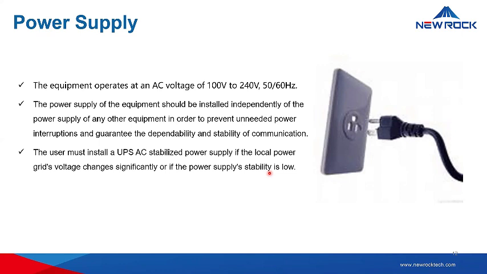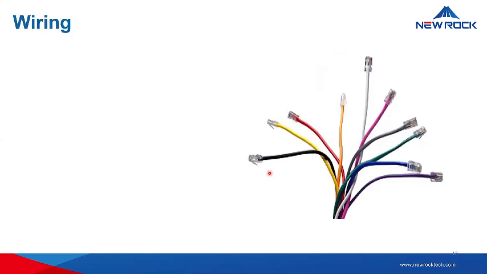The user must install a UPS AC stabilized power supply if the local power grid's voltage is not stable. Again, if you want to use a UPS AC stabilizer, do not use the power-off switching type. Instead, you need to use an online UPS to make sure the equipment continues to function properly. Next to that is the wiring.